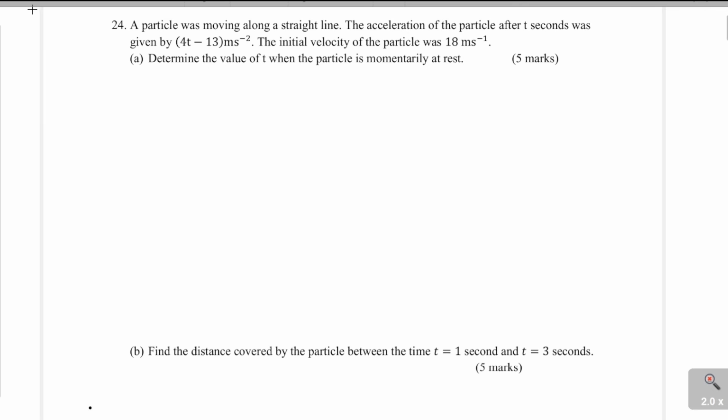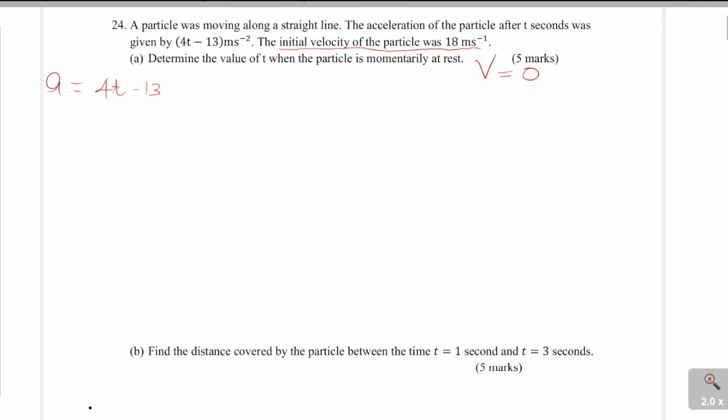acceleration. So you have acceleration as 4t minus 13. How do we get velocity? Because you can see in this statement here, you're given the initial velocity of the particle was 18 meters per second. So how do we get velocity from acceleration? Because for us to answer this question, the particle will be momentarily at rest when velocity is equal to 0.